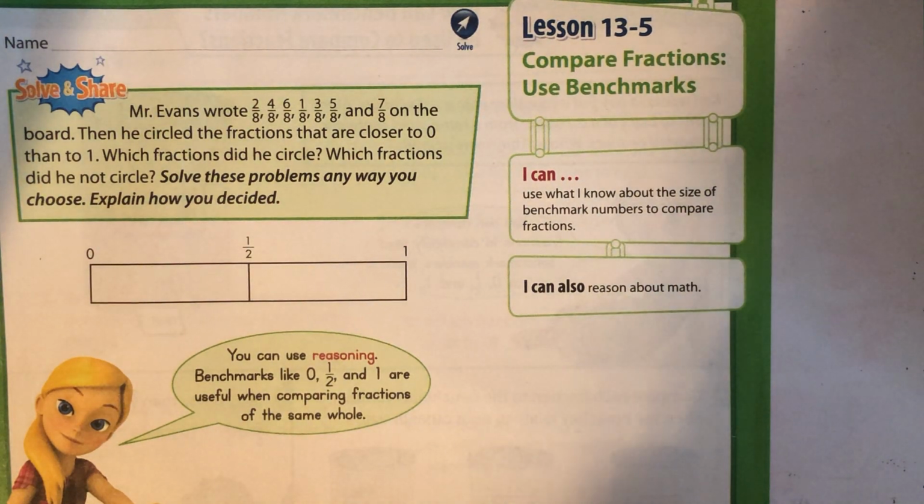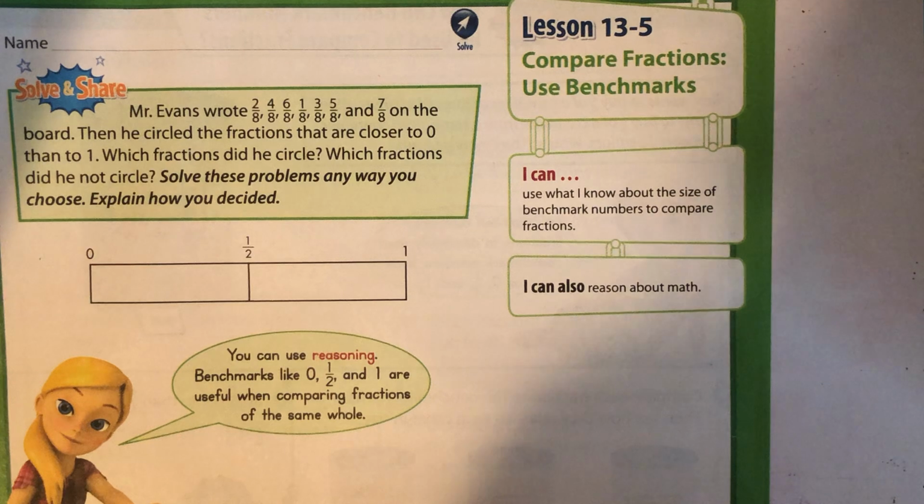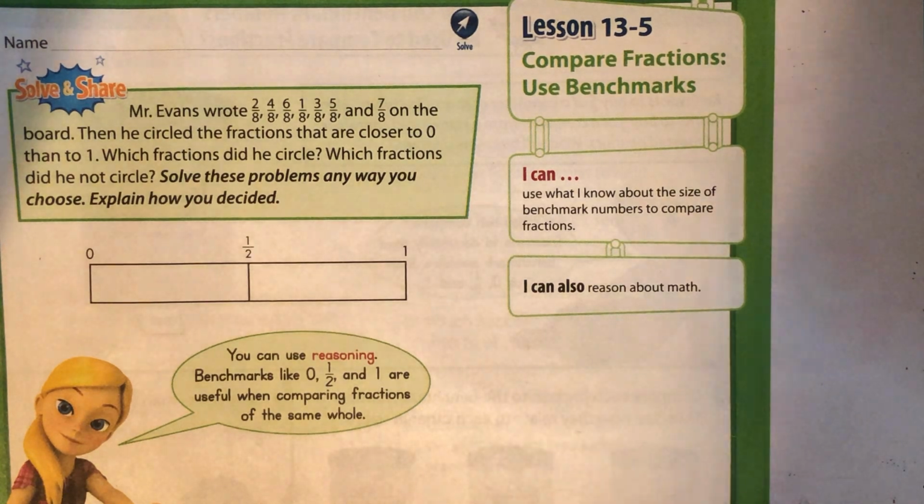First lesson is 13.5, comparing fractions using benchmarks. I can use what I know about the size of benchmark numbers to compare fractions, and I can also reason with math. Mr. Evans wrote 2/4, 4/8, 2/8, 4/8, 6/8, 1/8, 3/8, 5/8, and 7/8 on the board. He then circled the fractions that were closer to 0 than to 1. Which fractions did he circle and which fractions did he not circle? Solve these problems any way you choose and explain how you decided.